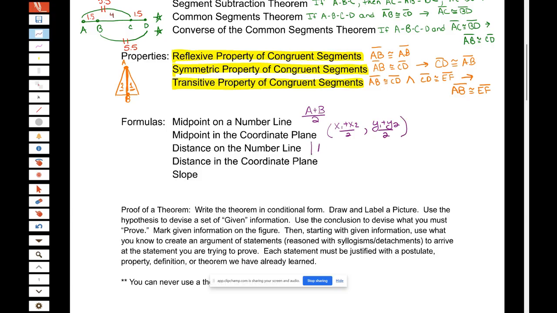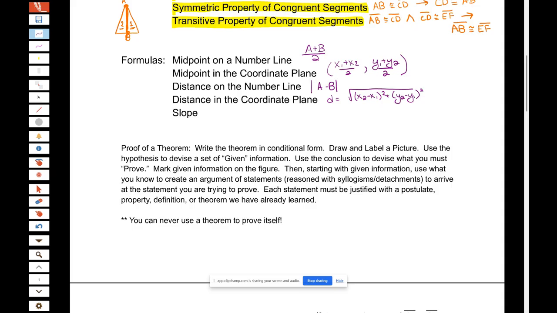Distance on a number line, absolute value of a minus b. Distance on the coordinate plane, that formula that we've done before. We've already actually proven the distance formula on the coordinate plane. We might come back and prove it again a little bit more formally with the Pythagorean theorem.